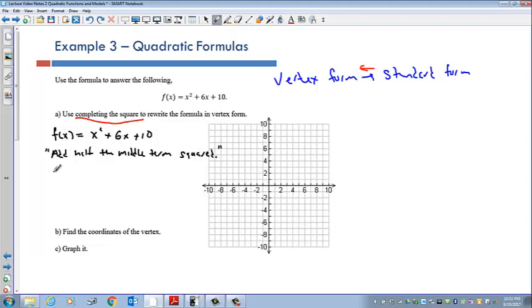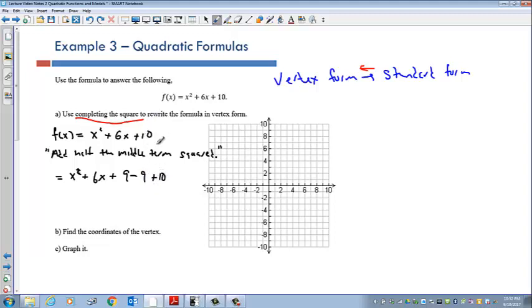And so if you look at this one, we have x squared, and then plus a 6x. And so 6 is the middle term. You can take half of it and square it. So half of 6 is 3, squared is 9. And remember, take it off right next to it. So plus 9 minus 9. And then you still have this plus 10 on the end.